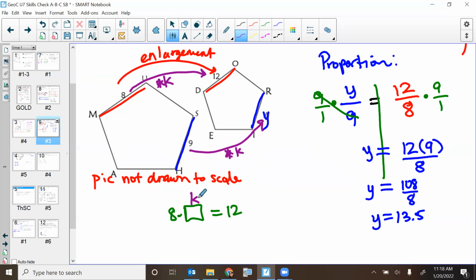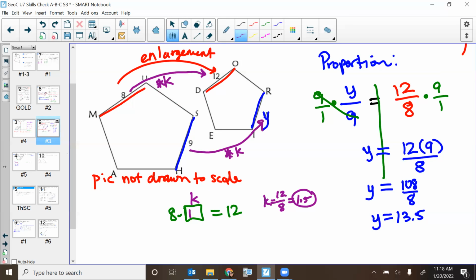How do you solve for that? So the way to get that box alone is to do 12 over 8. Well, guess what? That is my scale factor because it's an enlargement. So that's kind of like another way to look at it. And 12 divided by 8, boy, I'm using my calculator a lot. 12 divided by 8 is 1.5. And so that is what goes in that box.